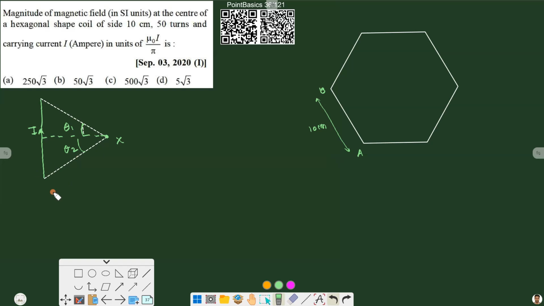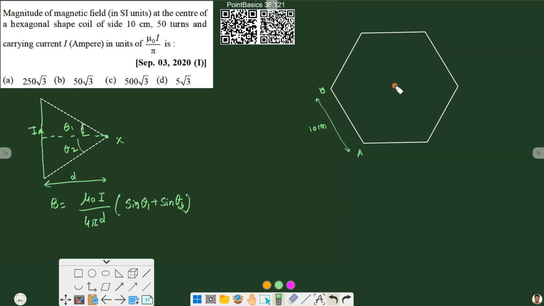So the magnetic field due to this conductor at this point X is given by mu naught I divided by 4 pi d, where d is the distance, into sine theta 1 plus sine theta 2. This is the formula for the magnetic field. Now we will do the same here.